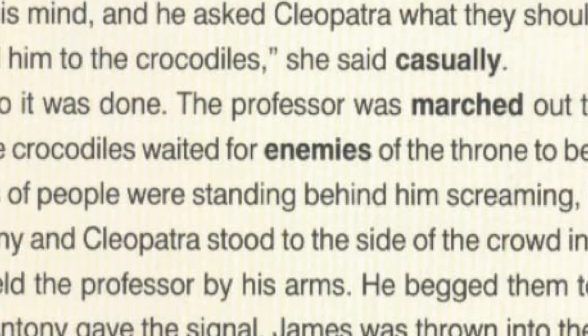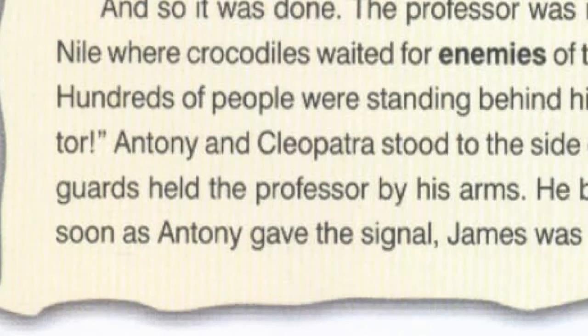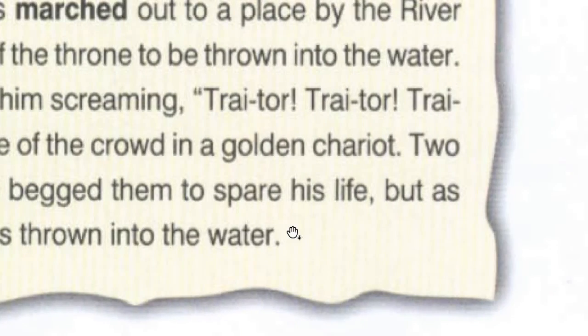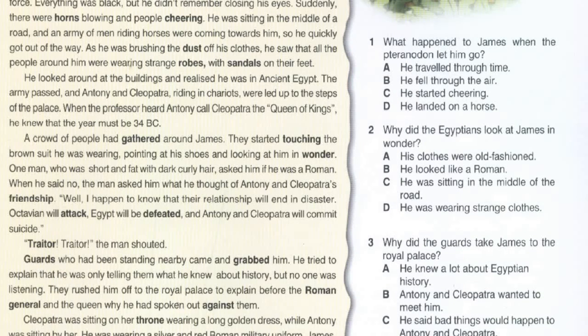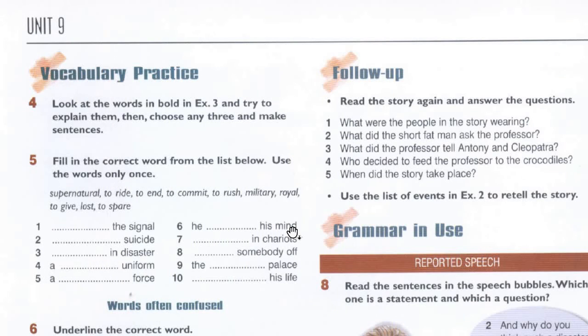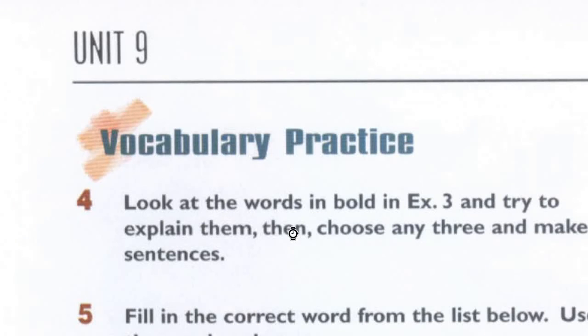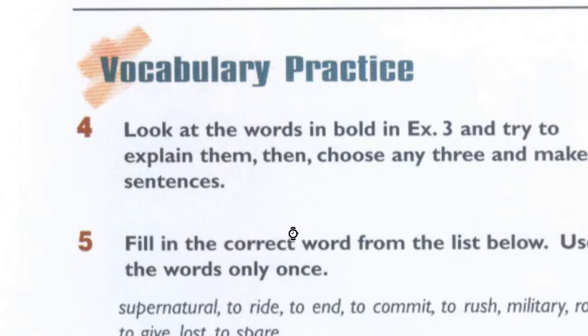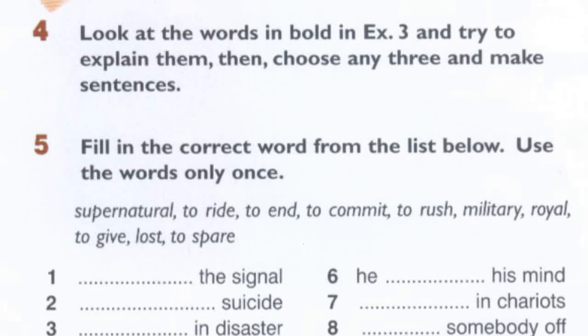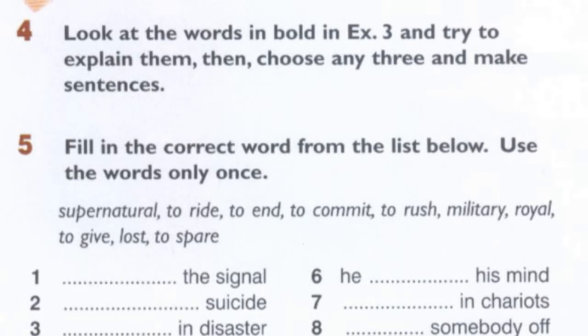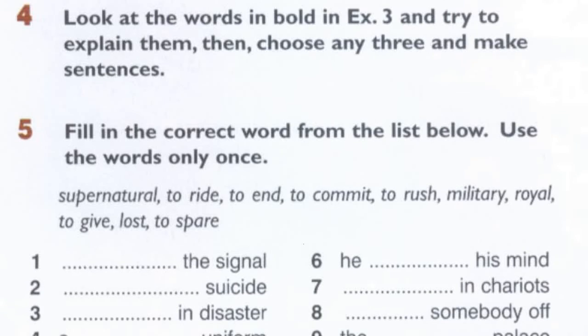And enemies, okay, and done and dusted. Okay, we completed this part. Remember, your job is to get a dictionary and look up and learn. Every single word should be explained in simple English words. Okay, go back to exercise number 5, which is next. In exercise number 5, you are supposed to fill in the correct words from the list of words below and use the words only once.